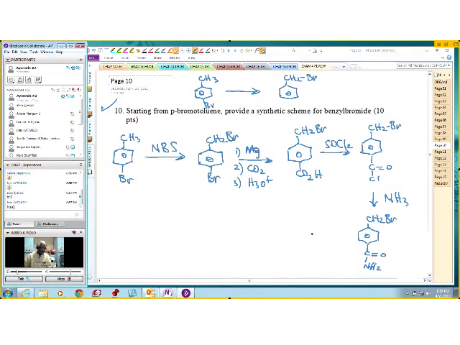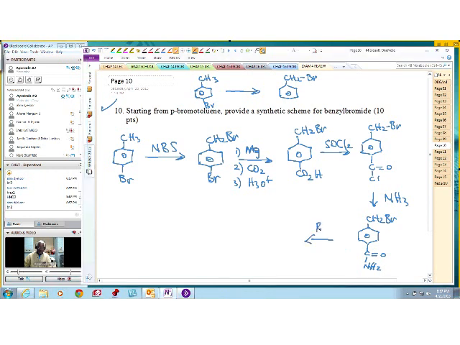Okay, not yet. We need to attach the nitrogen to the... yes, now we need to do the Hofmann elimination. Remember I told you this question is not as innocent as it looks. Do the Hofmann elimination, and that will give you this here. Then you do your diazotization.